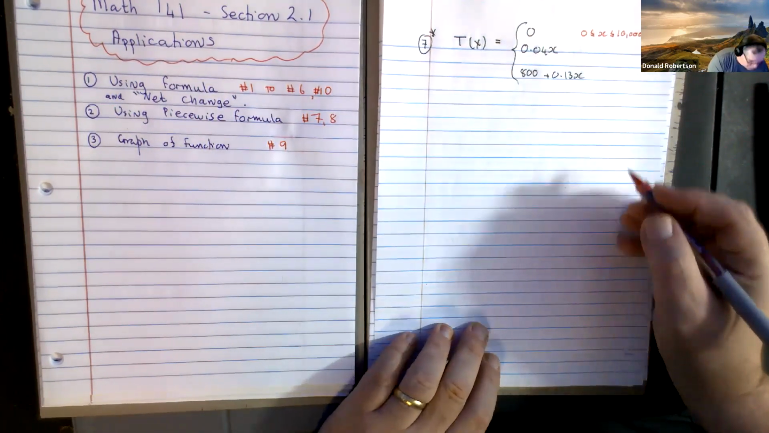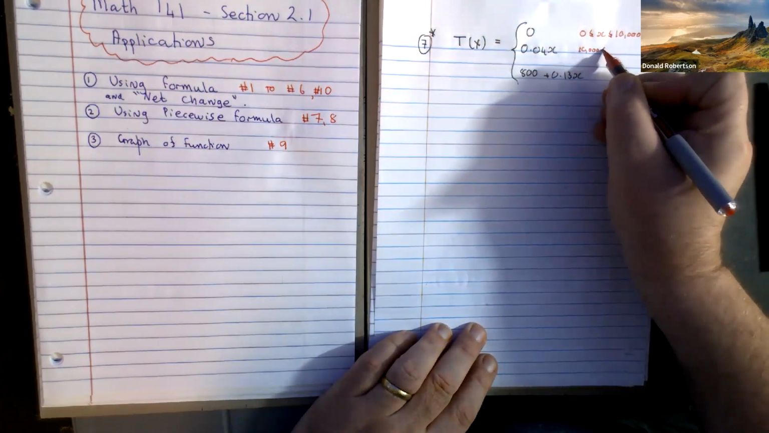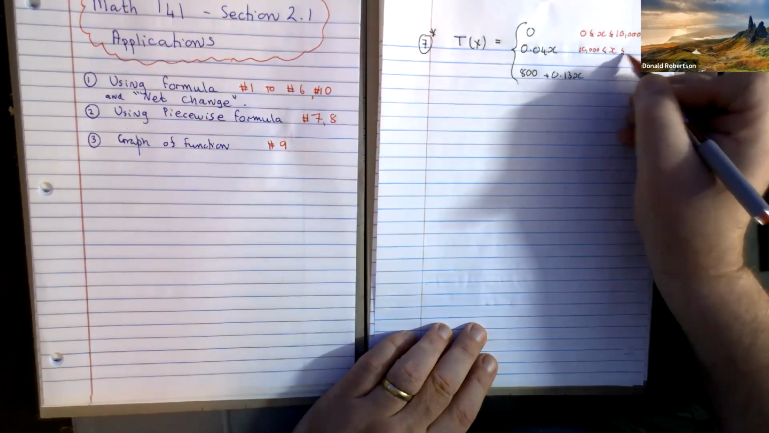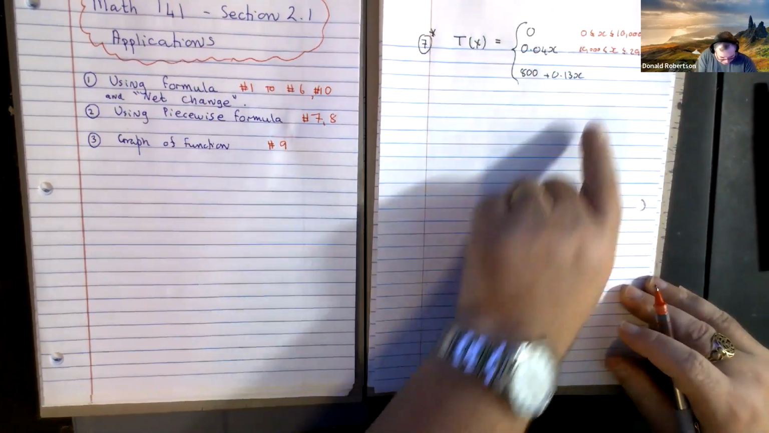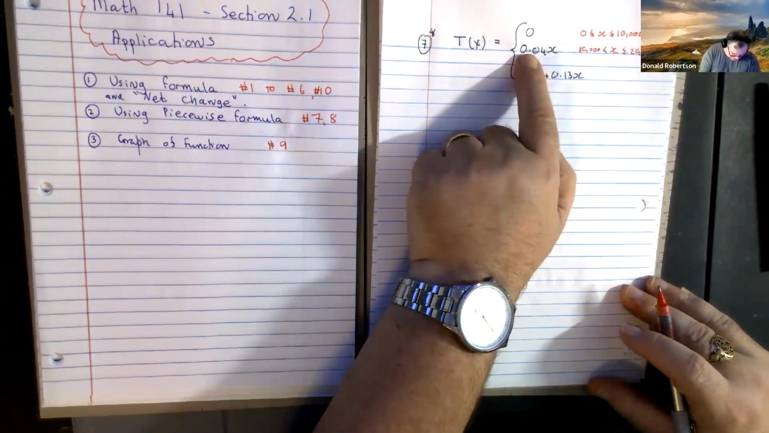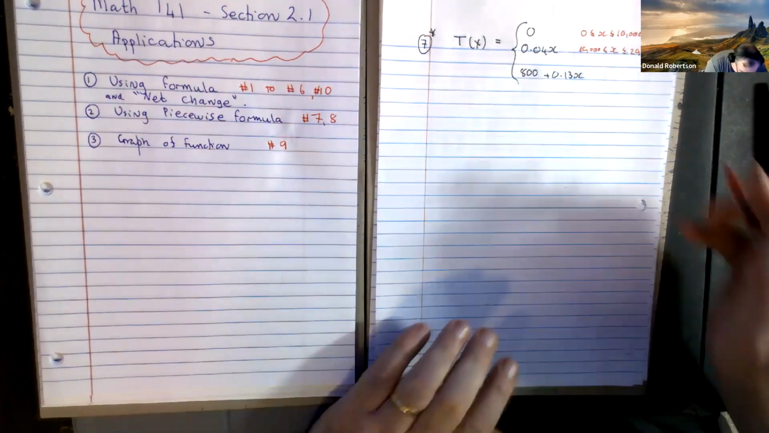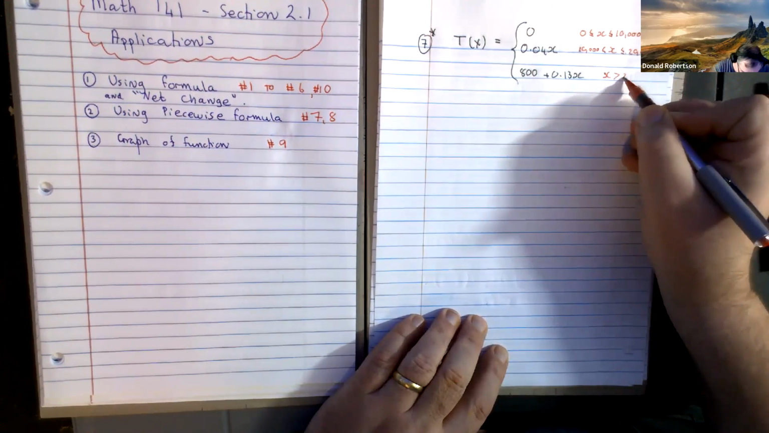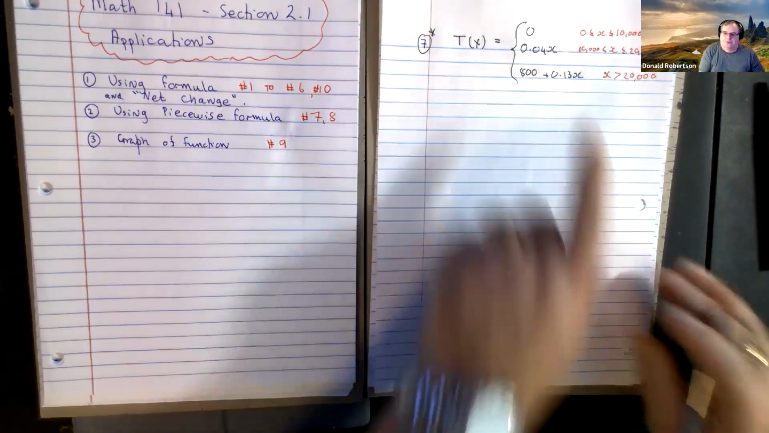And if you make between $10,000 up to and including $20,000, then the amount of tax you pay will be 0.04 of x. And if you make more than $20,000, this is the formula.